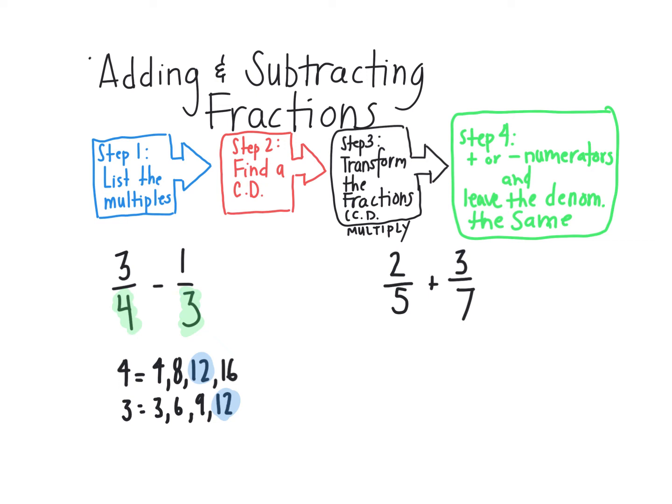So now I'm going to do step 3, which is transform the fractions to a common denominator. That is what I want to do. All right, so let's do this. For my 4, I have to multiply times 3. So 4 times 3, and don't forget to do the same thing to the numerator. For my 3, I have to multiply 1, 2, 3 times 4. Here we go, times 4.